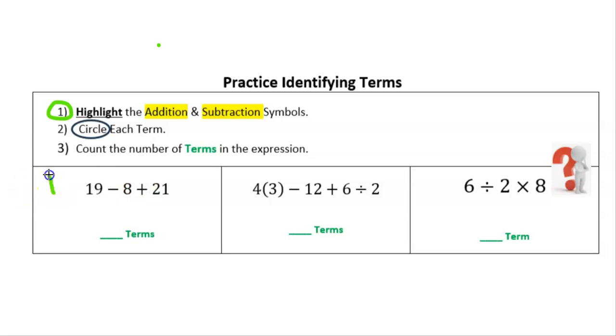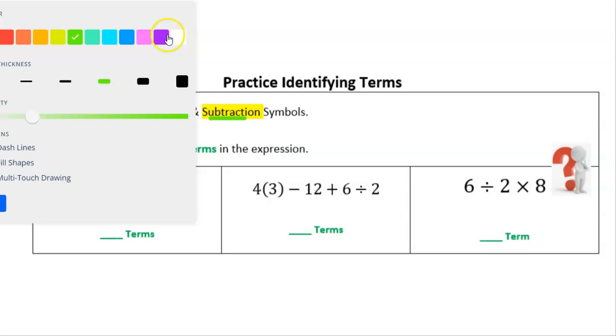Let's just do this example right here. I want you to pause the video. I want you to highlight just the addition and subtraction symbols in this expression and then turn the video back on to make sure you've highlighted correctly. Okay, that's step 1. So if you highlighted that correctly, you're in good shape.